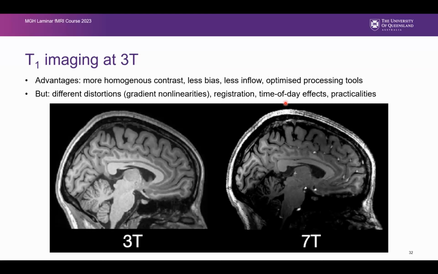Then you have time of day effects. The brain changes minusculely depending on what time it is, how much water you had, and all these things. So it's also not the same brain in the scanner as the day before, when you did all your functional images. And those are the practicalities.